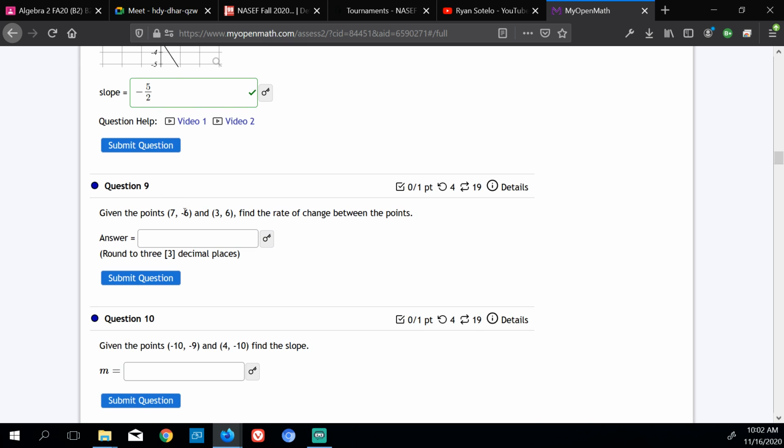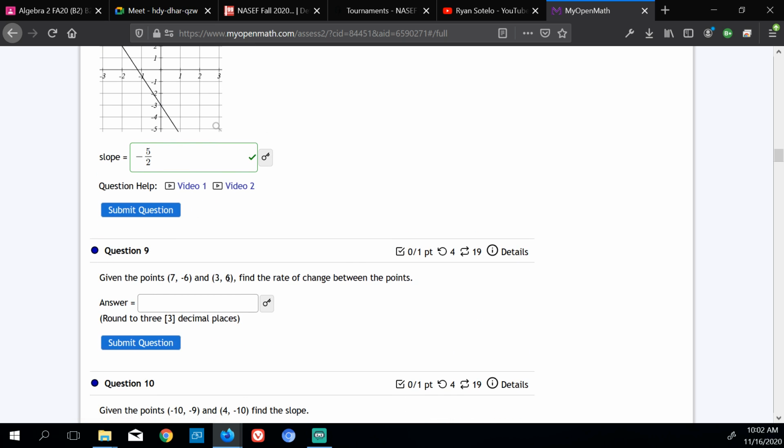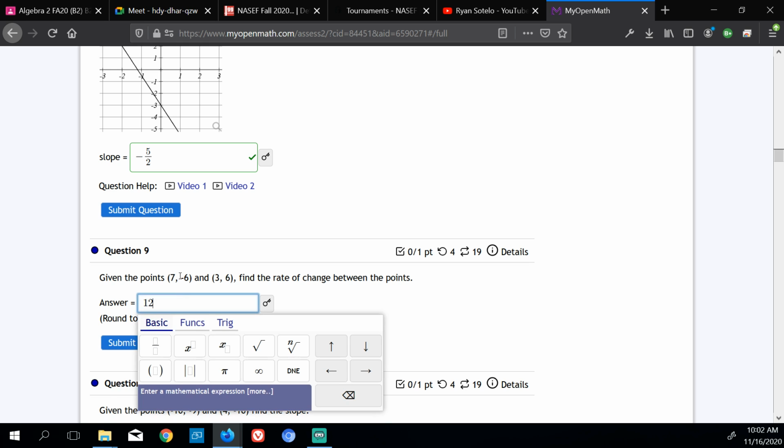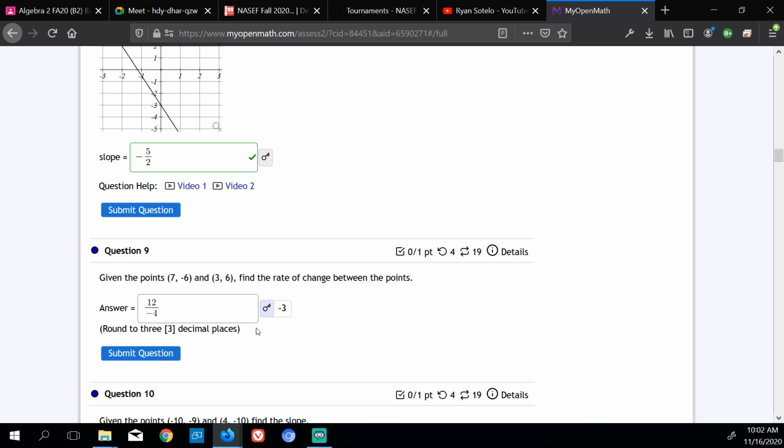Okay. Find the slope. When they say the rate of change, it also means the slope, rise over run. Here they gave it to you not as a graph, but as points. What's the difference in y values? Good. So 6 minus negative 6 is 12. And then 3 minus 7 is -4. Good. So that's going to be a negative. What's 12 divided by 4? 3. Yeah, so it should be -3.